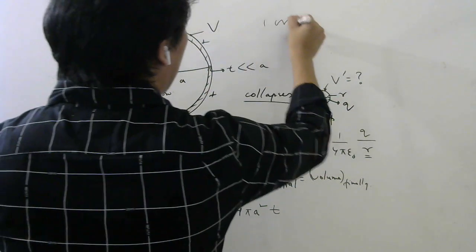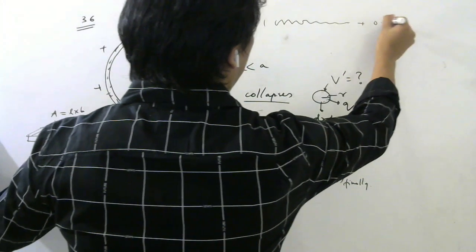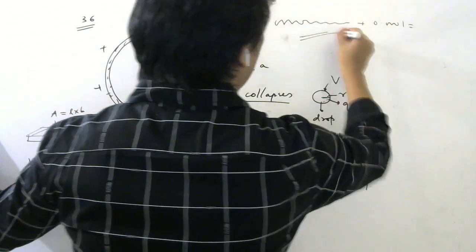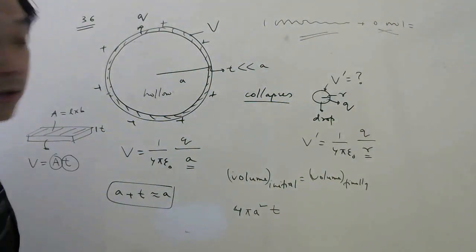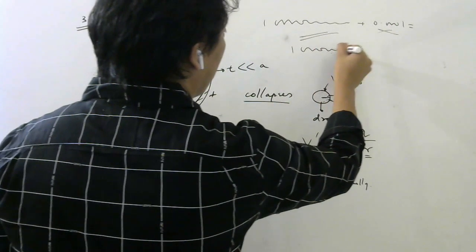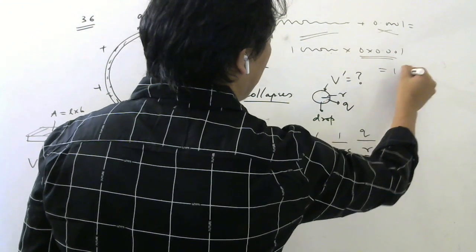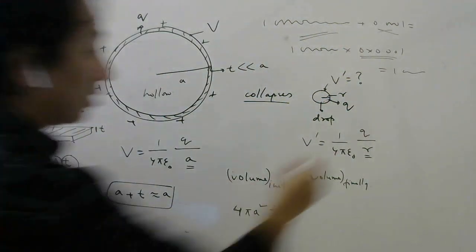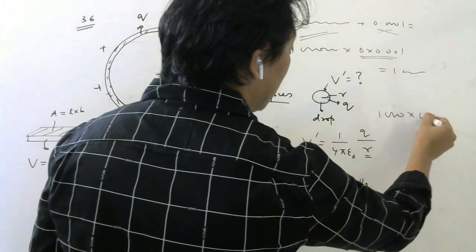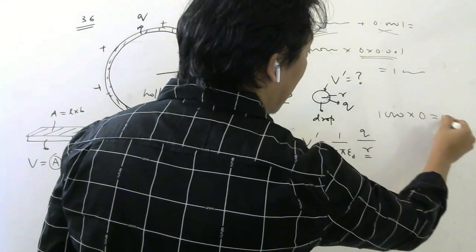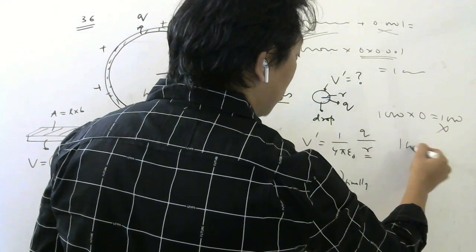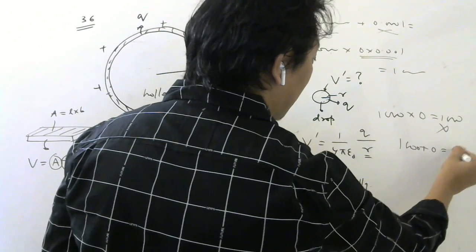See, 1 crore plus 0.001, you can write this as 1 crore only. This is negligible. But when you multiply 1 crore with 0.00001, you cannot neglect this and write 1 crore. No. You know 1000 into 0, you cannot neglect 0 and write 1000. No, that is wrong. But 1000 plus 0, then you can write 1000.